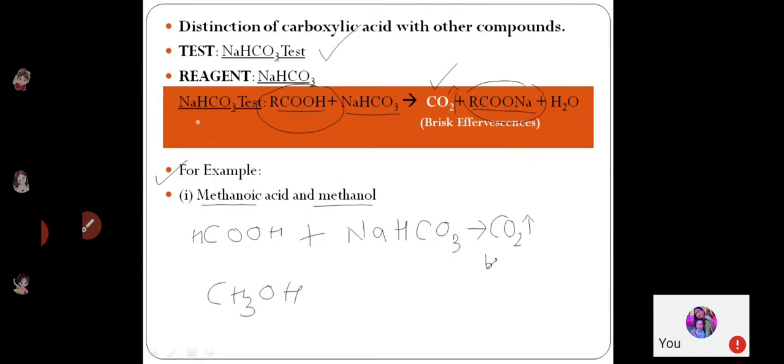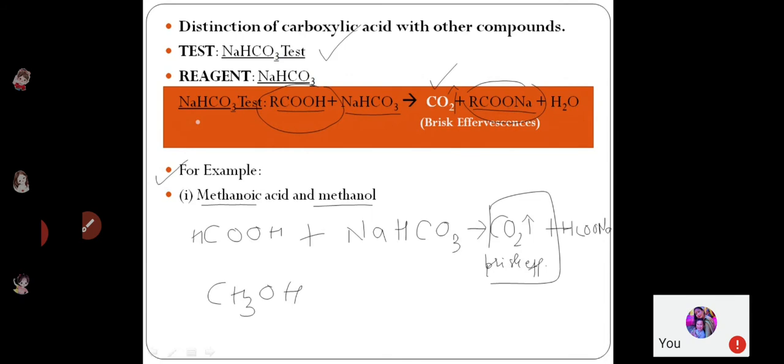So write it like this, with effervescence. Then the product: whatever the acid is, the H is replaced and Na comes in its place. The product you will get is HCOONa. Okay sir, so the main observation here is brisk effervescence. Mark this a little whenever you are writing down the test.